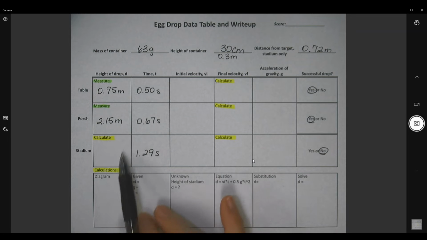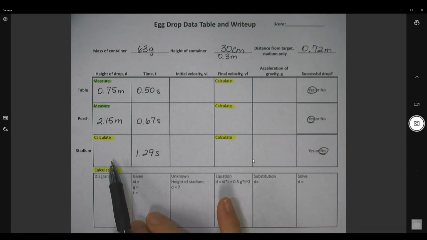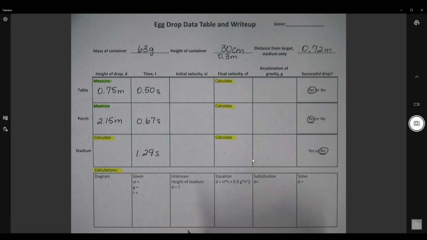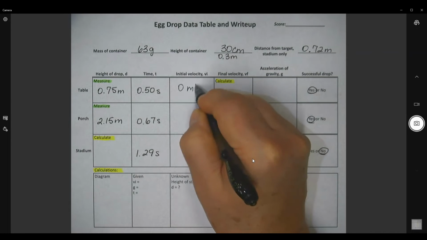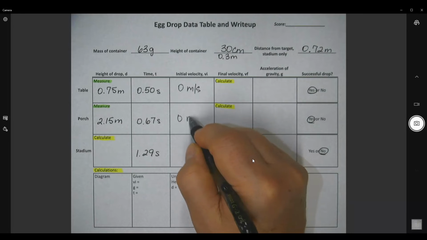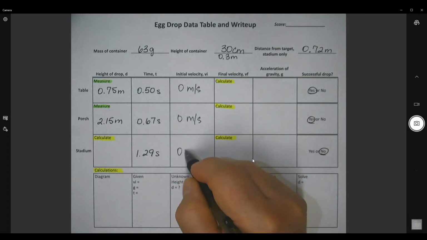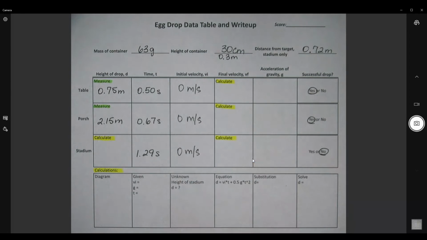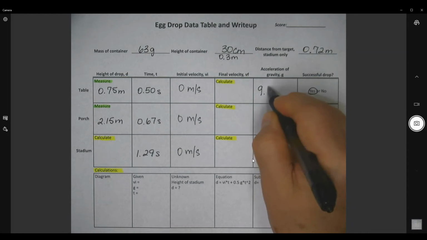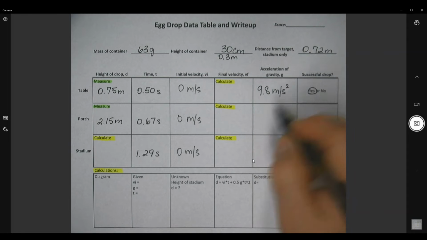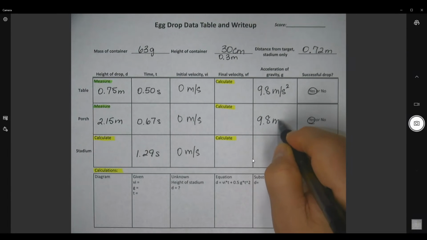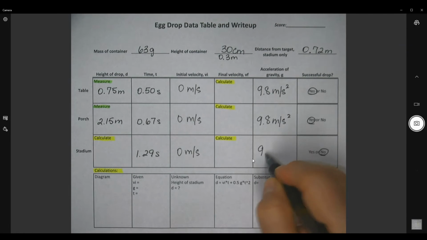We weren't able to measure the stadium because it's so high, but luckily using equations, we can calculate what that height is. Okay, so my initial velocity, remember, at the top of the drop is 0. So I'm going to put that here in these fields because it's 0 for each one. I'm going to calculate my final velocities. My acceleration of gravity is 9.8 meters per second squared, and that's for each drop. That does not change.